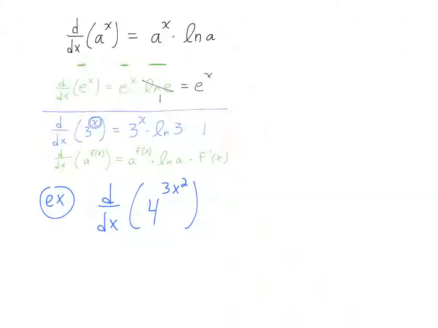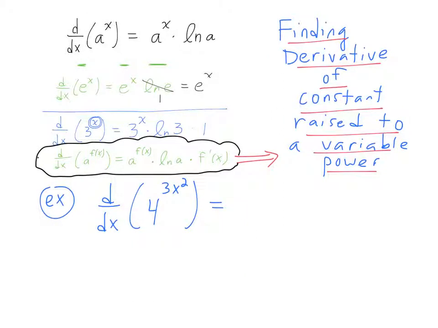Suppose we wish to find the derivative of 4 raised to the 3x squared. So we have a constant raised to a variable power. That's really what we're doing here. Let's jot that down. Really what this formula is showing us is when we are looking to find the derivative of a constant raised to a variable power. Again, our constant is what we're calling a. So in my example here, my constant is 4.